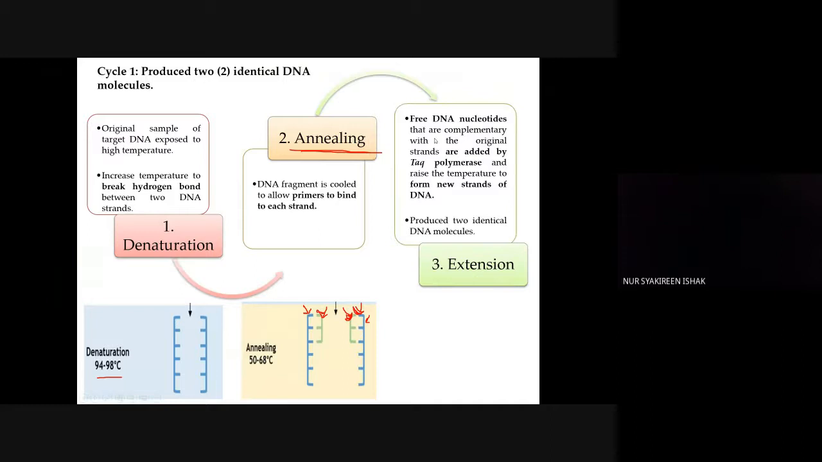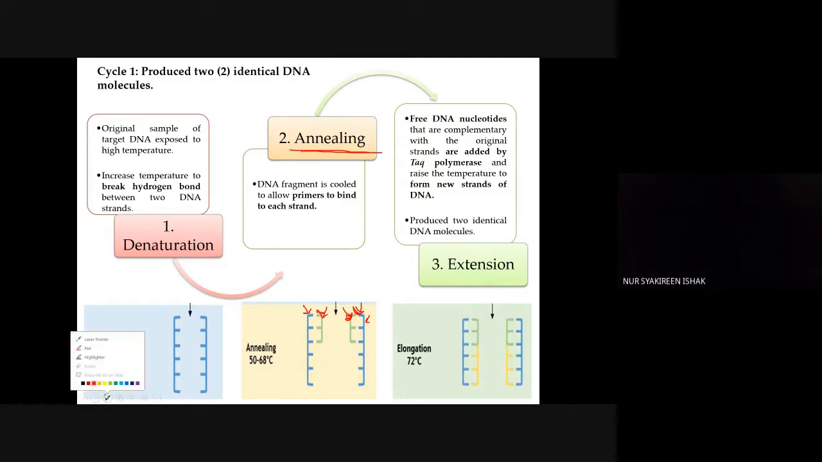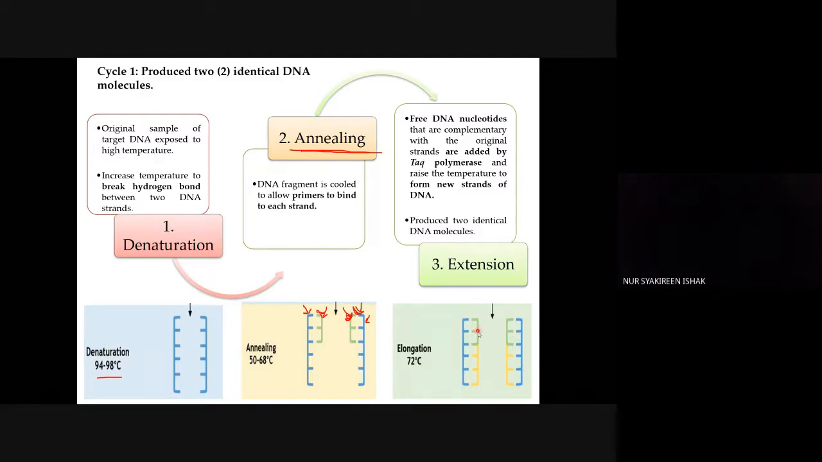Okay, so extension requires free DNA nucleotides that are complementary with the original strands, added by Taq polymerase, and the temperature is raised to form new strands of DNA, producing identical DNA molecules. So you have your DNA template, separated during denaturation. During annealing, you attach the primers, the PCR primers, and then for extension, the temperature is about 72 degrees Celsius.